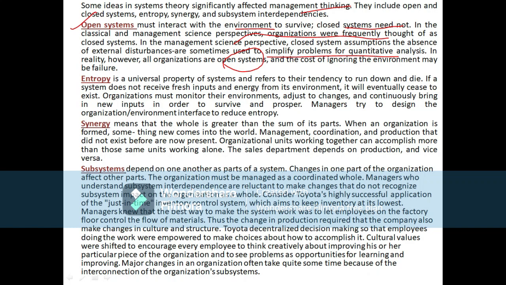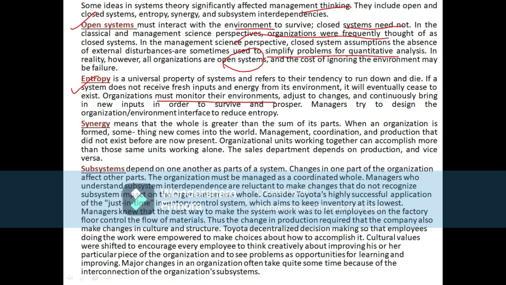Then, entropy is a universal property of systems and refers to their tendency to run down and die. If a system does not receive fresh inputs and energy from its environment, it will eventually cease to exist. It means the sustainability of the product or the organization will be a question mark. So organizations must monitor the environment, adjust to changes, and continuously bring in new inputs in order to survive and prosper.